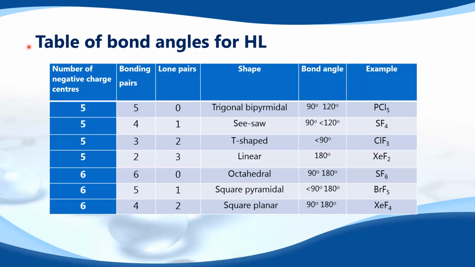This is the table of bond angles for high level. We have the number of negative charge centers, the number of bonding pairs, number of lone pairs, the shape, the bond angle, and an example.